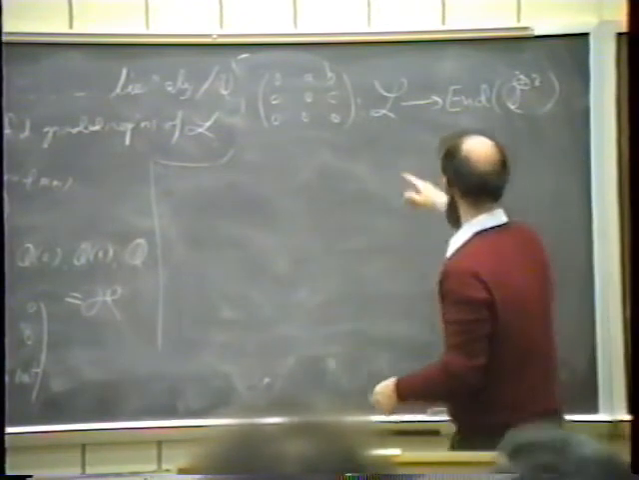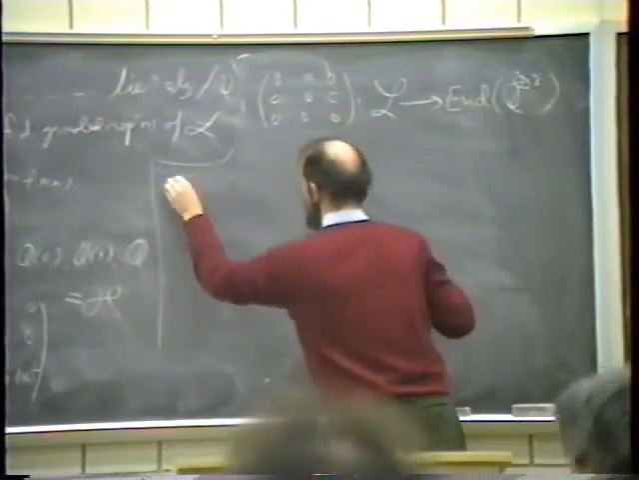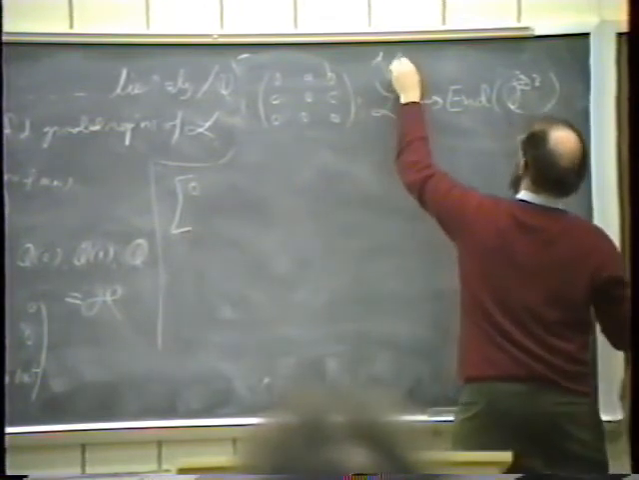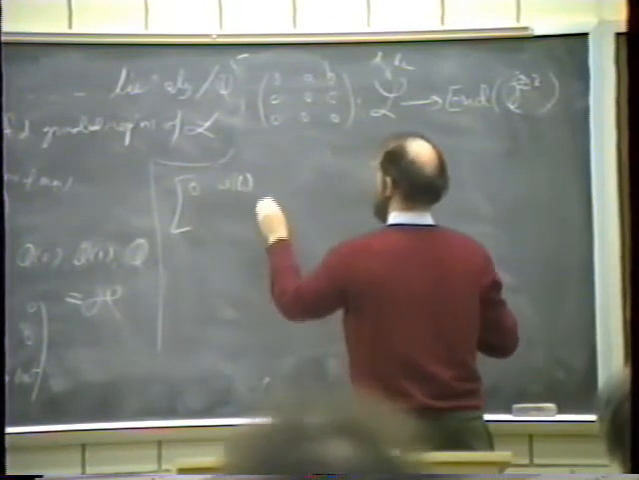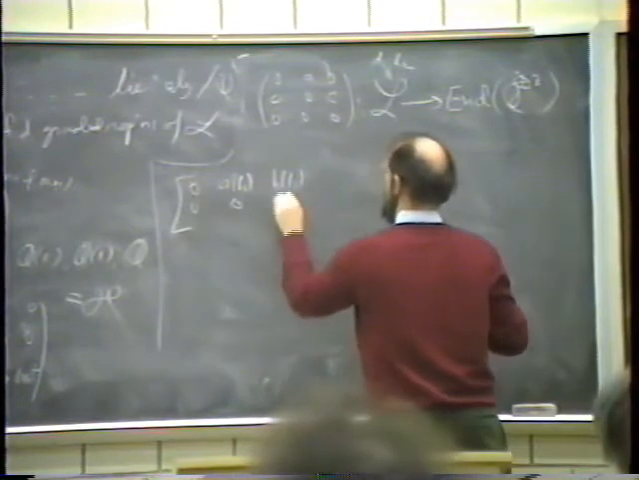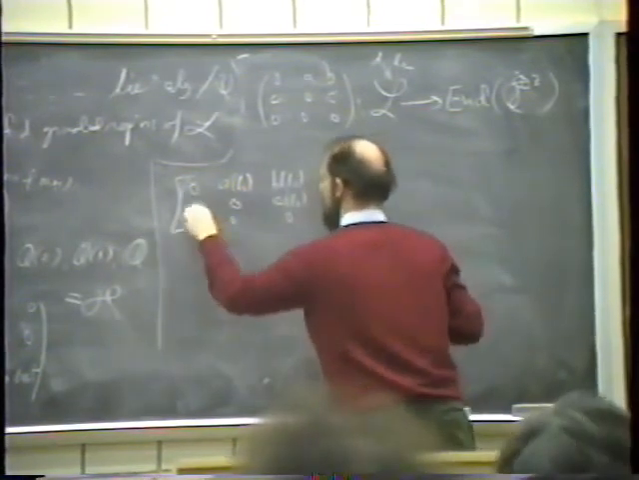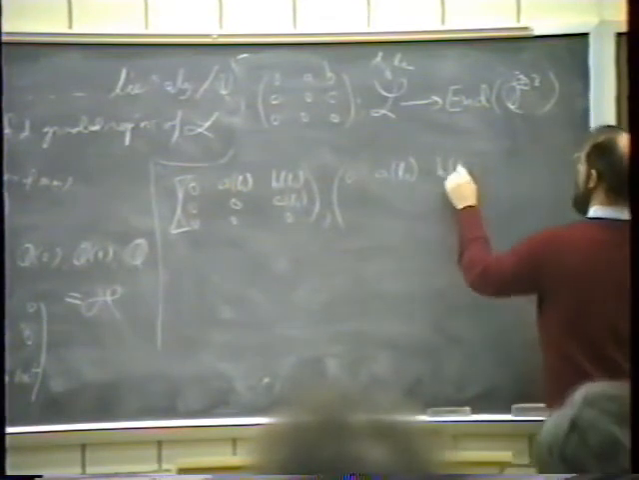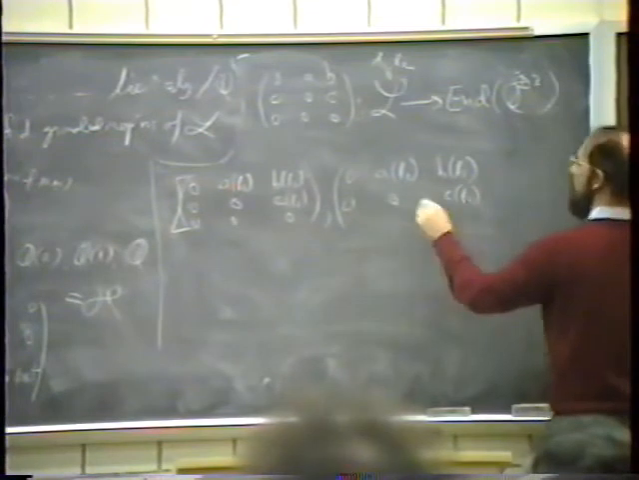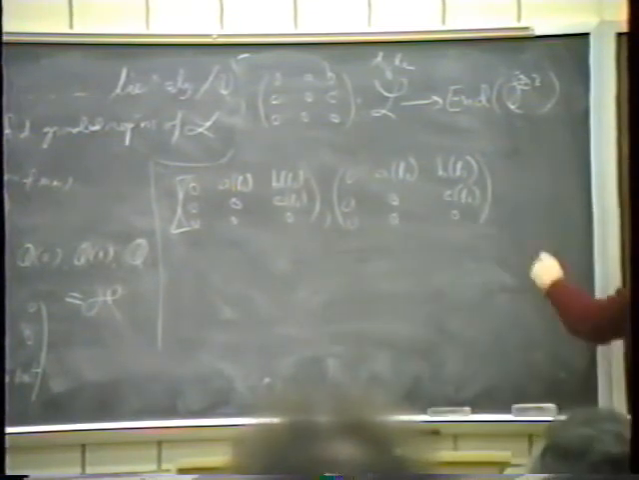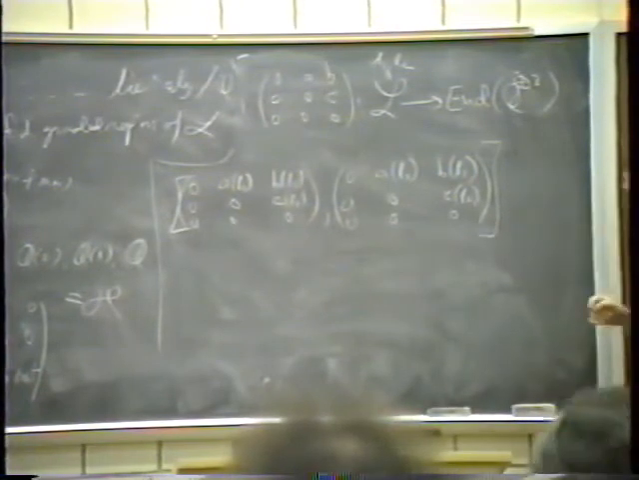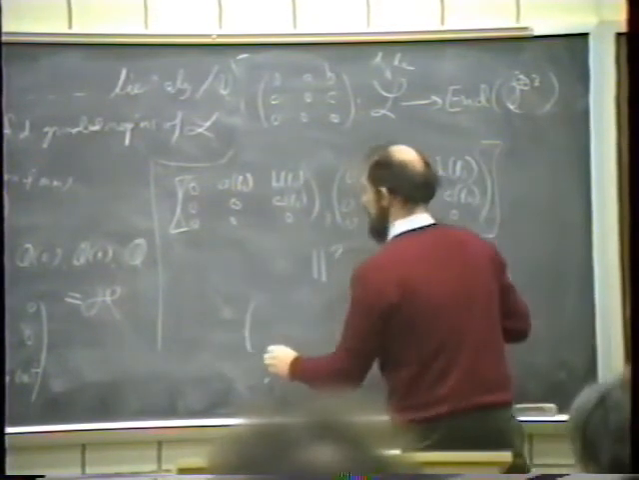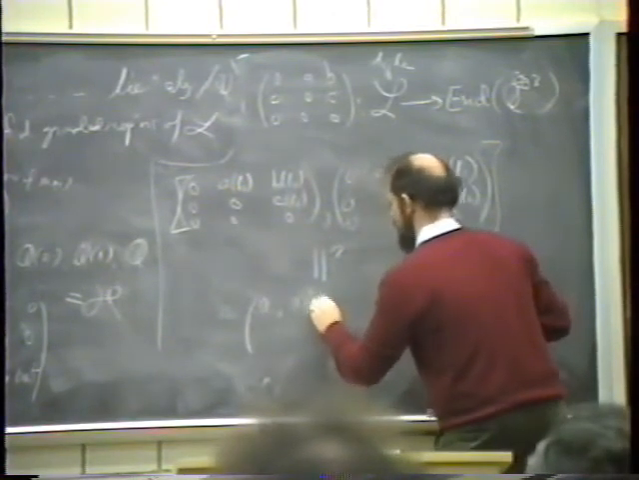And the condition that this should be a homomorphism is essentially the following: if I look at the associative bracket of the matrices, with two elements L1, L2, the matrix with entries A of L1, B of L1, 0, 0, C of L1, 0, 0, 0, bracket the matrix 0, A of L2, B of L2, 0, 0, C of L2, 0, 0, 0, then that should be equal to, this is what we need in order to get a representation, the matrix 0, A of L1 bracket L2.